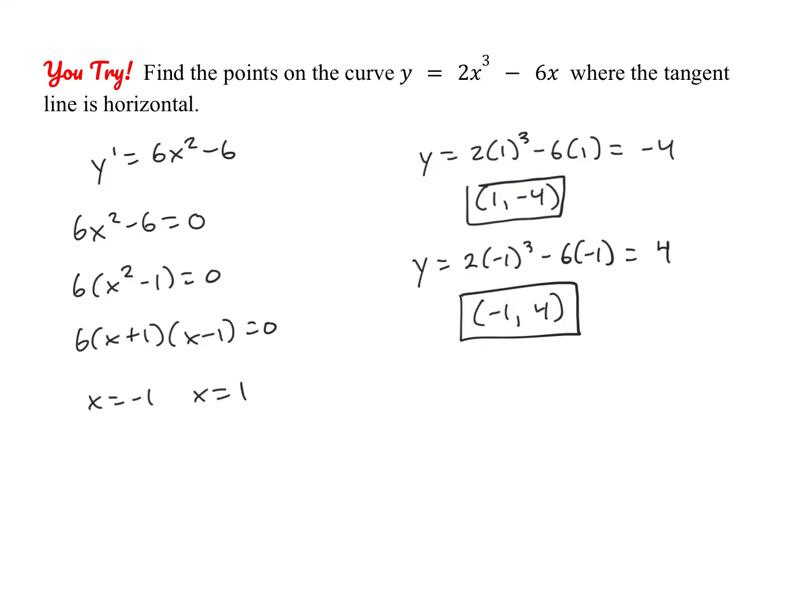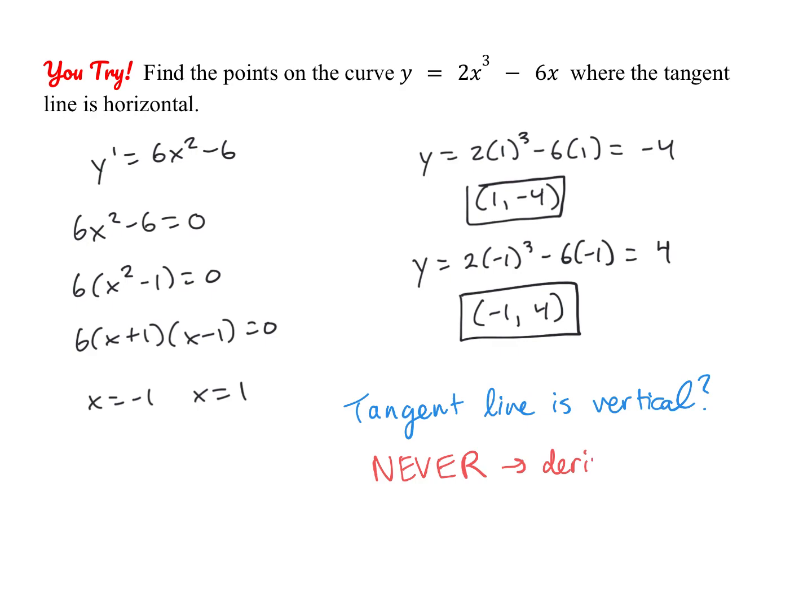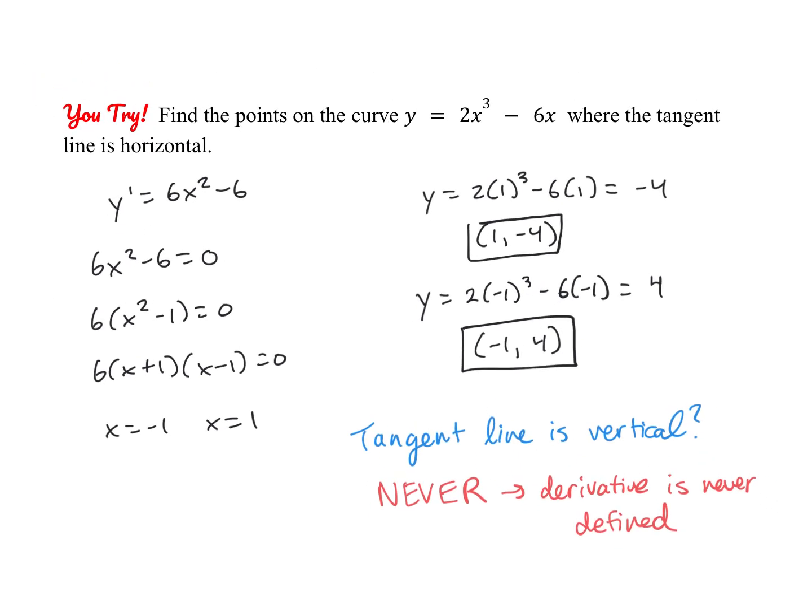I do want to point out here we're finding when the tangent line is horizontal. I just want to remind you, if you're wondering, what about when the tangent line is vertical? Can this ever happen? I want to remind you that this never happens. When we have a vertical tangent line, our derivative doesn't exist. Our derivative is not defined. So it's never defined if the tangent line is vertical. So we're really only going to be working with times when the tangent line is horizontal.